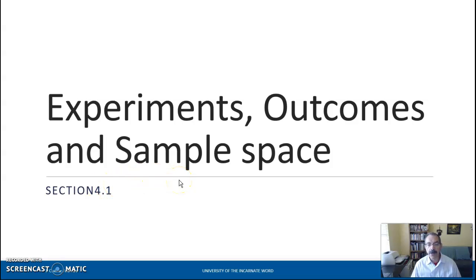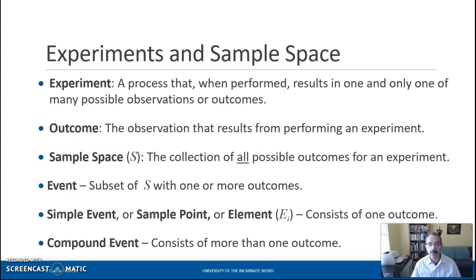Let's talk about experiments, outcomes, and sample space. An experiment is just a process that when you perform it, it results in one and only one of many possible observations or outcomes. And an outcome is just an observation that results from performing an experiment. The sample space is a collection of all possible outcomes of an experiment.